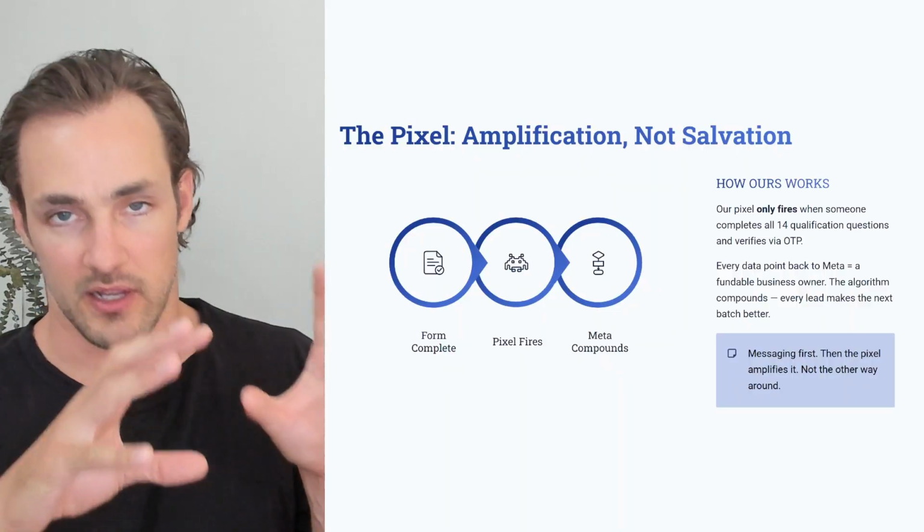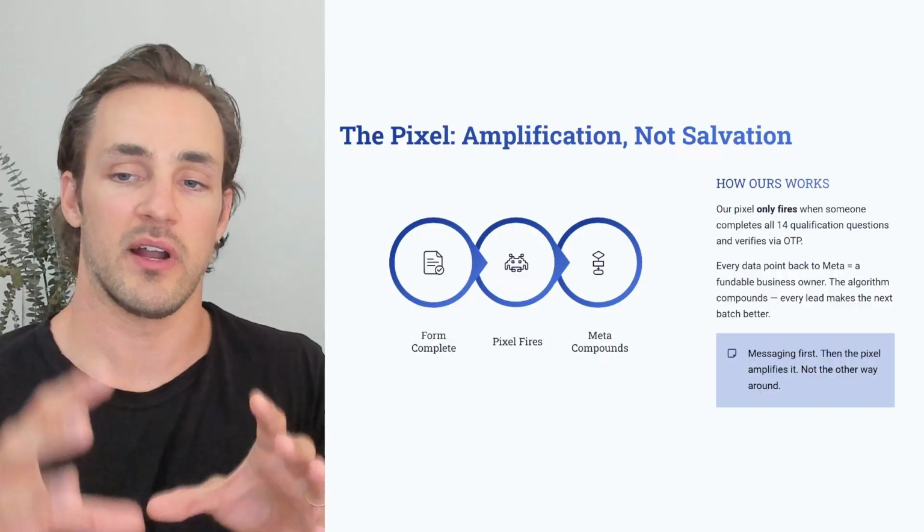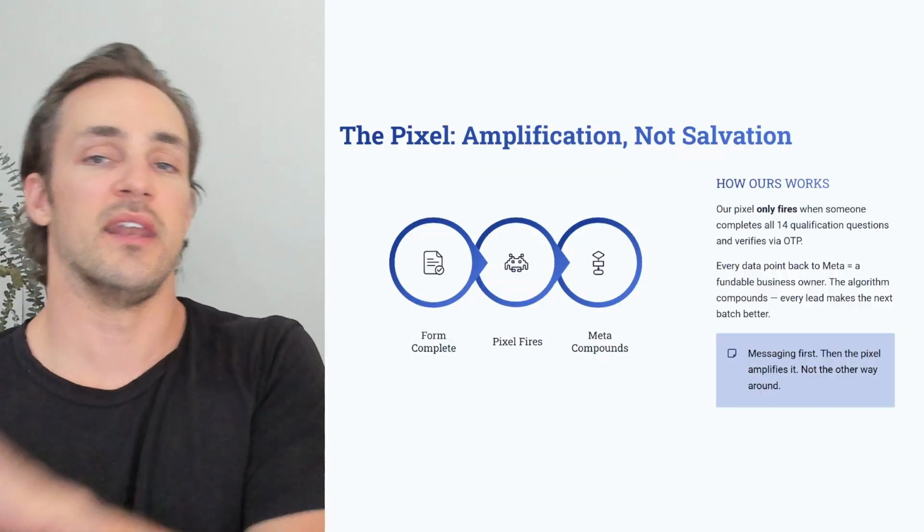That's why messaging is the first thing you want to fix. That's why it comes first. Once you get that messaging right, then your pixel amplifies it, not the other way around.